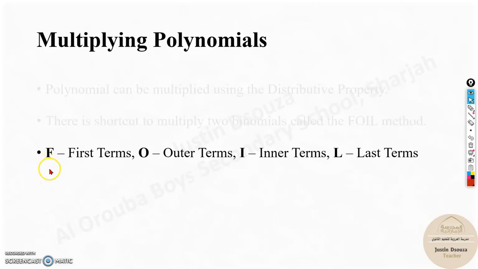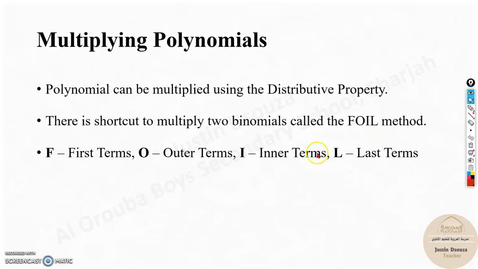The FOIL method is a simple method which states first terms, outer terms, inner terms and last terms. F is for first, O is for outer, I is for inner, and L is for last. So these are the terms which we use to multiply. What it means? For example, here we have two binomials. 2x plus 4 is the first binomial and the second one is x minus 3.